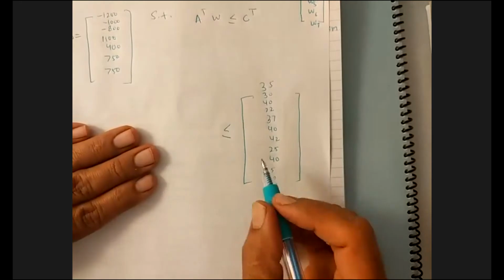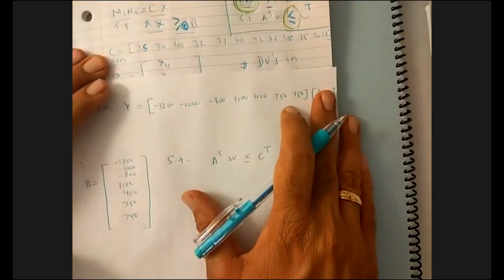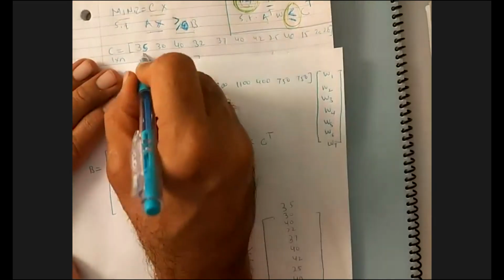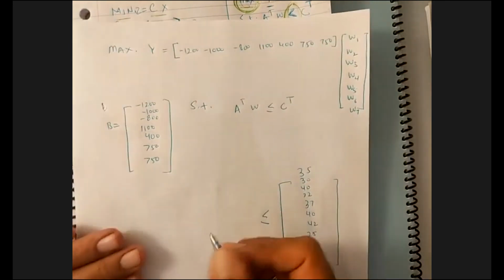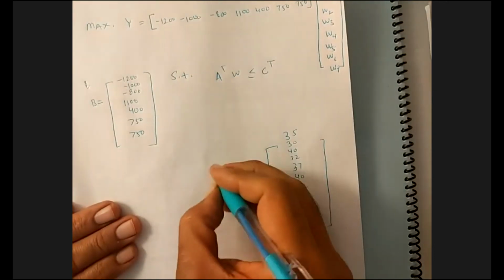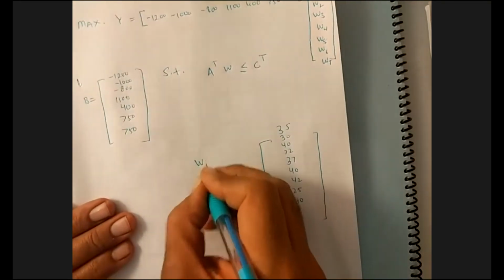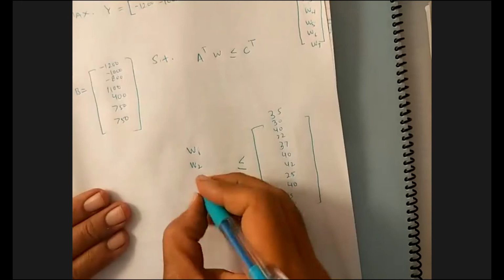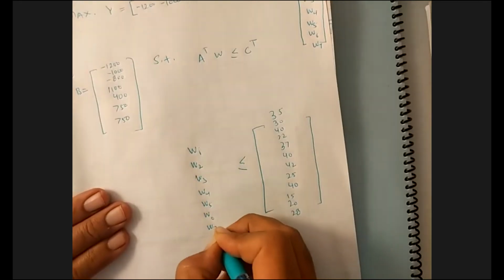And you guys see where I'm getting this from? I'm transposing my original c matrix. If you recall the c, I take this c and I transpose it, okay? And I got this. And then obviously my w's are what they are. So my constraints are A transpose w, so w1, w2, w3, w4, w5, w6, and w7.